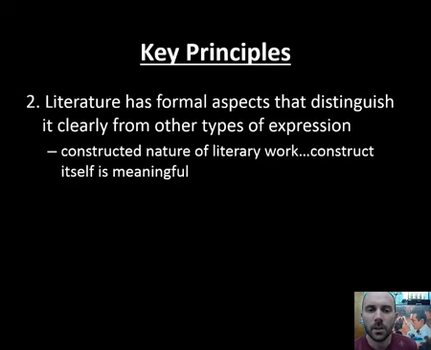The second key principle is that literature has formal aspects that distinguish it clearly from other types of expression. And so we have, in a sense, the constructed nature of the literary work. The construct itself is meaningful, and we understand that literature as a written word is different than, say, your shopping or your grocery list, right? That too could be a written word, but we generally don't define a shopping list as literature. However, if you took a shopping list and published it in a book of poetry, then suddenly we see that the lines start to get a little bit fuzzy or blurry, right?